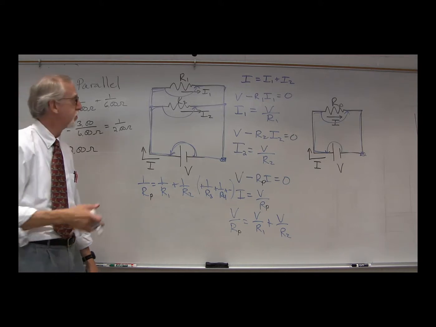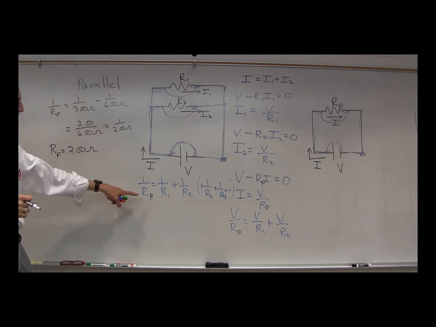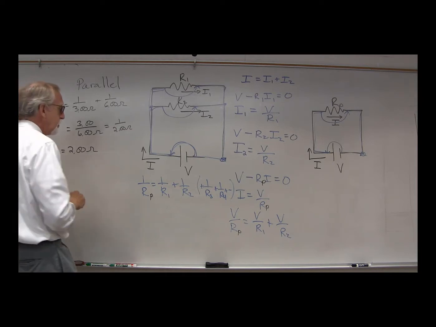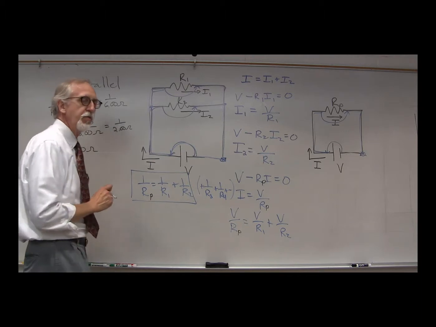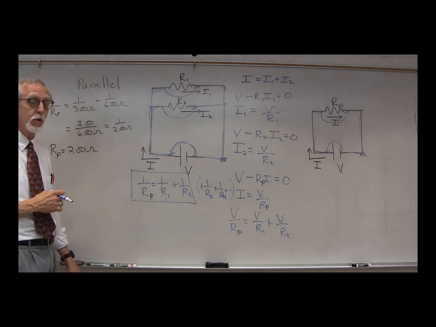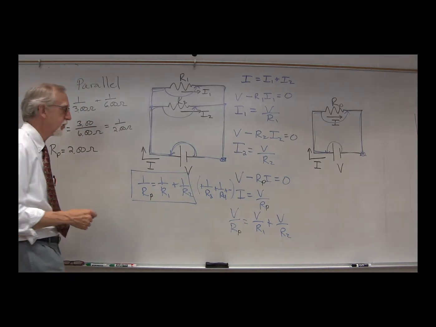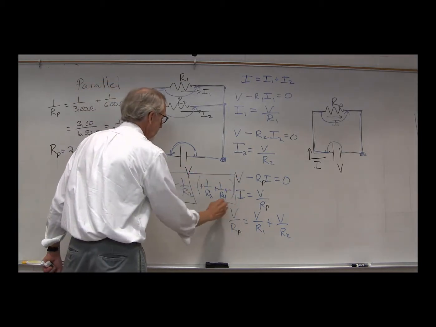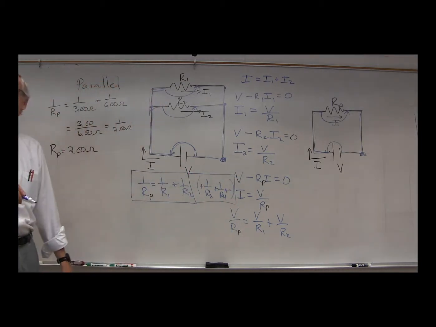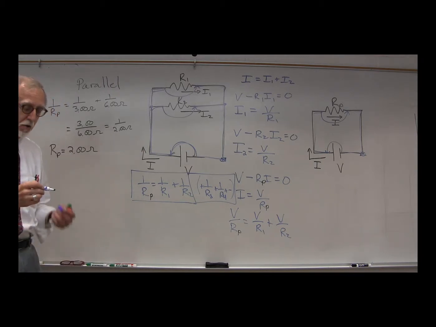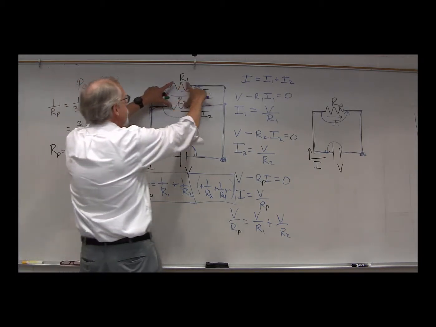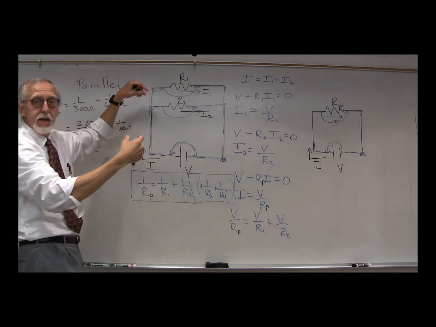The equivalent resistance for the 3 and the 6 were 2. So that seems to be exactly what we want. The equivalent resistance for 2 resistors in parallel, we find from the inverse of the equivalent resistance is equal to the sum of the inverses, or we can include more resistors if we've got more than just 2 that are in parallel.